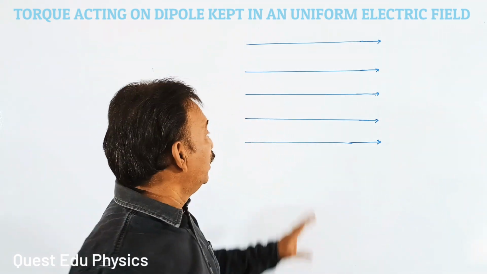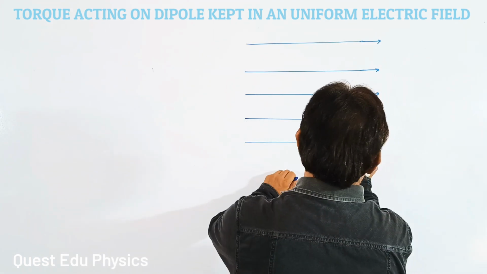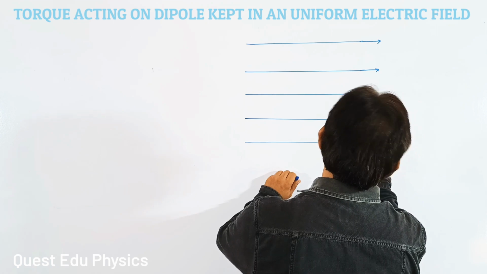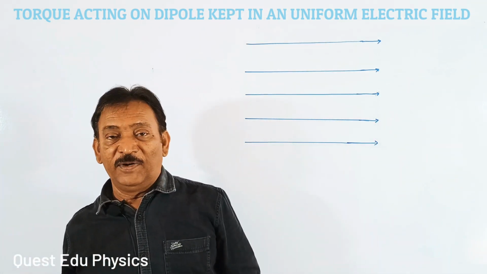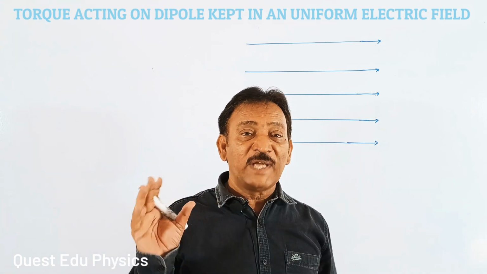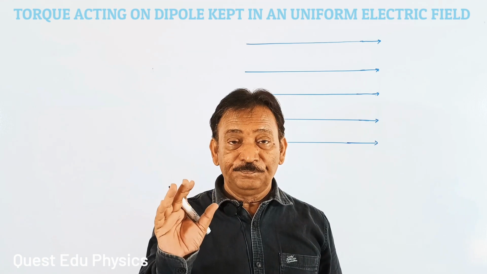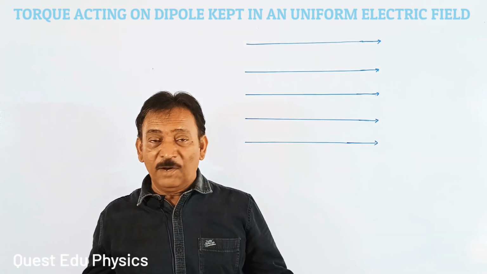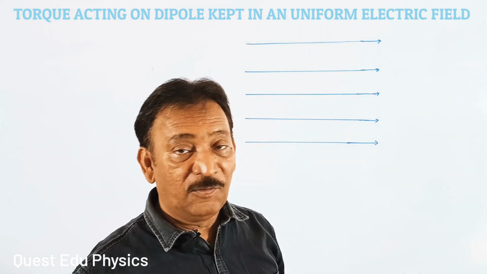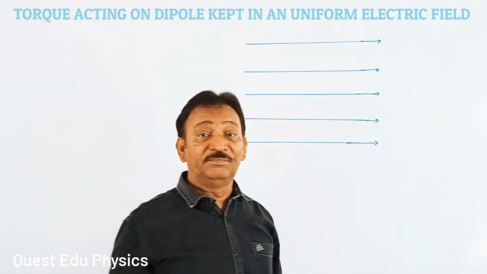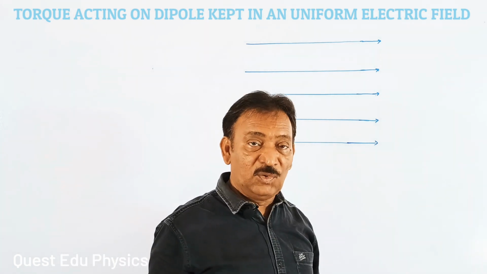Okay, students, here say it is a uniform electric field. You know what the electric field is? It is the amount of force acting on unit positive charge which is kept in a field, students. That is known as the electric field strength. Electric field is the amount of force acting on unit positive charge. We call it electric field strength also.